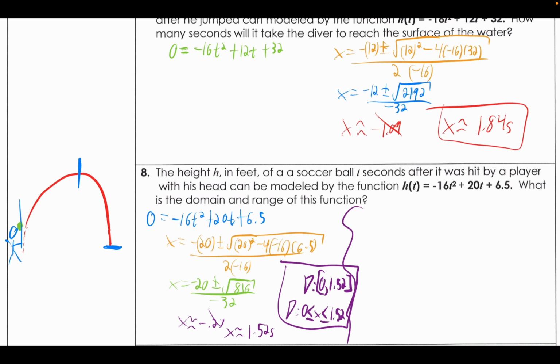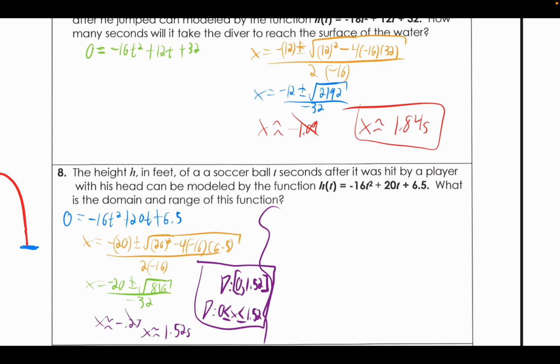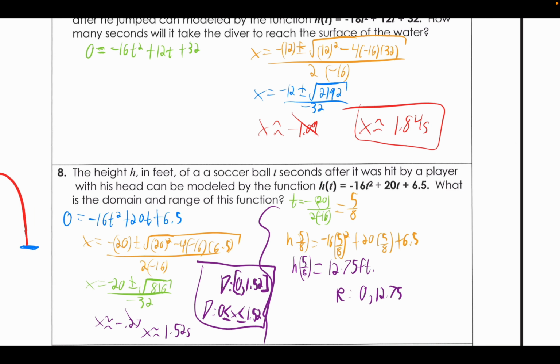So in order to find the h value of the vertex, we have to find the t value of the vertex by doing negative b over 2a. And so that's going to be t equals negative of 20 over 2 times negative 16, which ends up simplifying to 5 over 8. And now if I do h of 5 over 8, that's negative 16 times 5 over 8 squared plus 20 times 5 over 8 plus 6.5. That gives us a maximum height of 12.75 feet, meaning the range is from 0 feet to 12.75 feet.